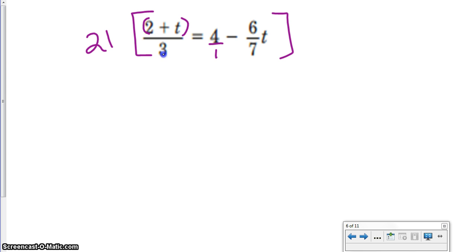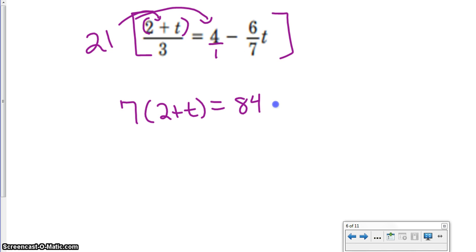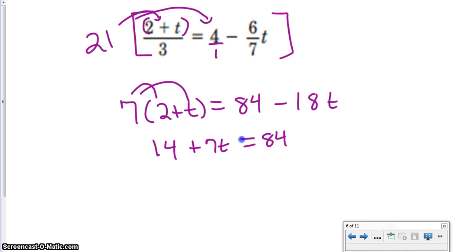21 times this quantity divided by 3 would give us 7 times 2 plus t equals, distribute this 21. 21 times 4 is 84, negative 21 times 6 divided by 7, well, that would be 18. Now, 7 times 2 is 14. 7 times positive t is positive 7t. Sorry, Miss Rose left a t off of here. Equals 84 minus 18t. And you can take it from here.